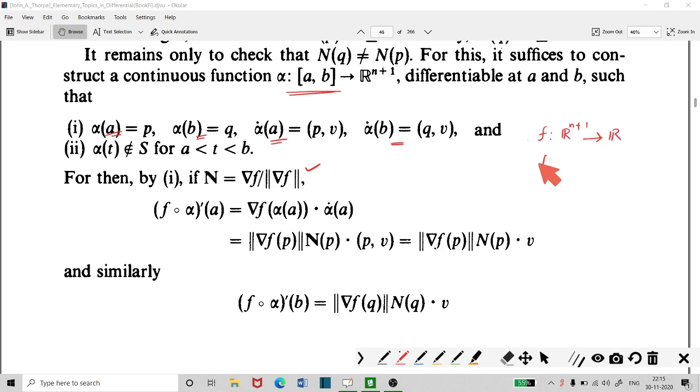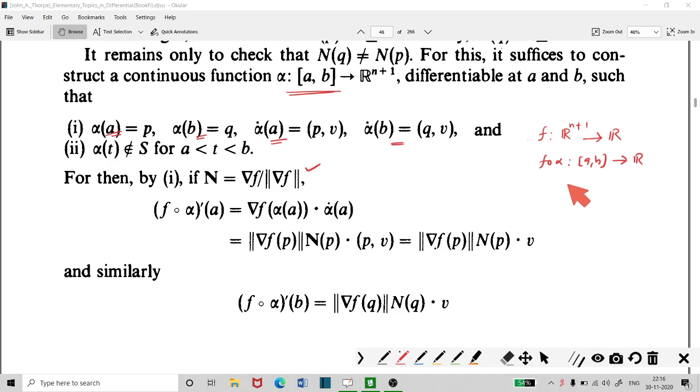Okay, then what is f composition alpha? This comes from [a, b], the domain of alpha, to R. So this is a real function. This f is from R^(n+1) to R, and alpha is from [a, b] to a subset of R^(n+1). So the derivative of this is a real function. Anyway, f composition alpha is a real function defined on a closed interval. Then find the derivative of this function at the point a.